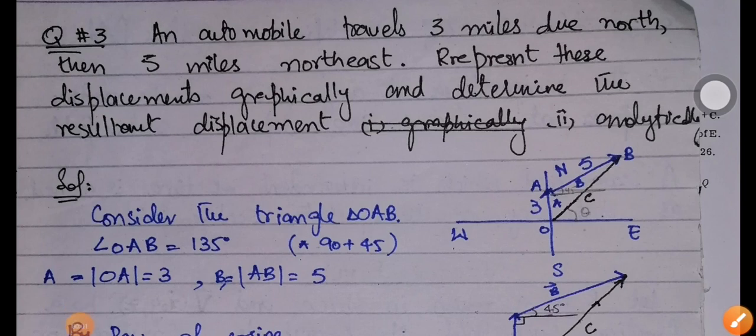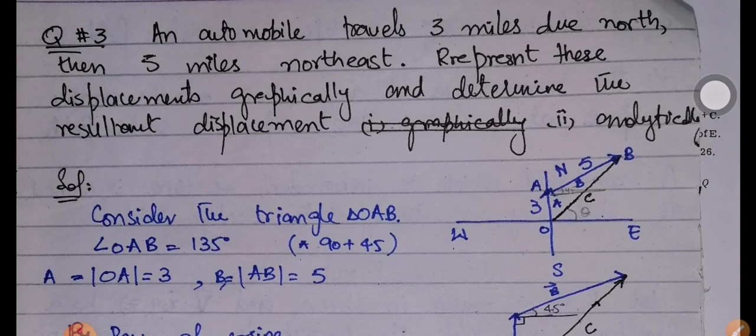So now we are going to discuss some questions related to vector algebra. Here we have question number 3. An automobile travels 3 miles due north, then 5 miles northeast. Represent these displacements graphically and determine the resultant displacement analytically. So we will solve it analytically only.